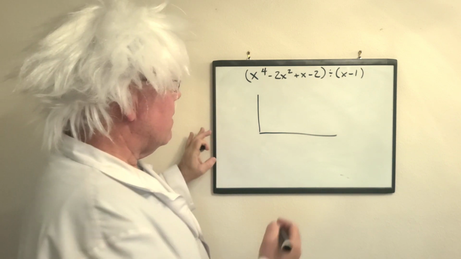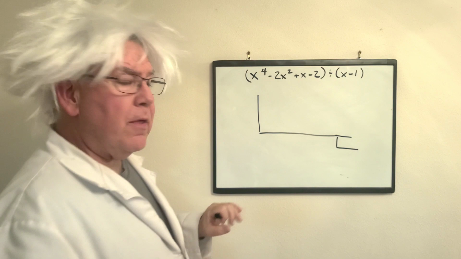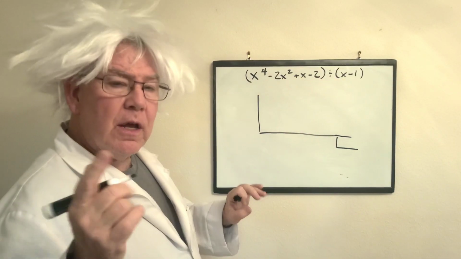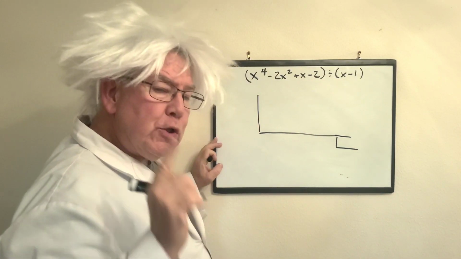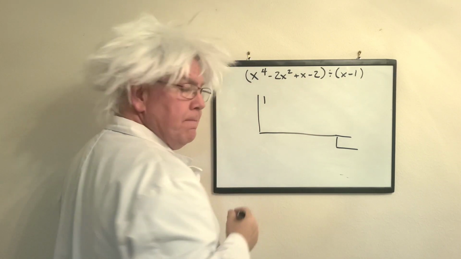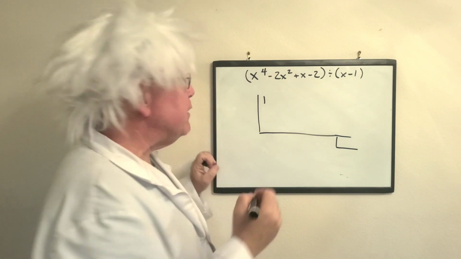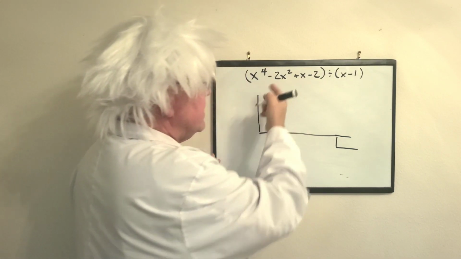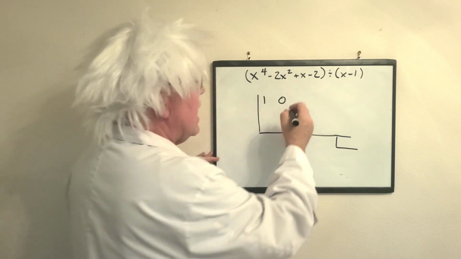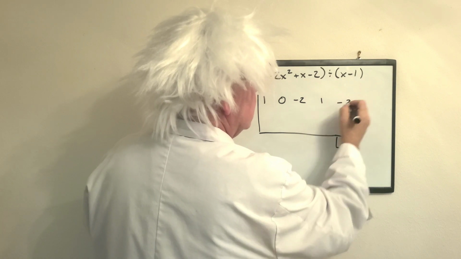Now, also, I'm going to create this box. This is going to tell me whether this is a factor of this. I'll get to that later. So what you do is you're going to take each one of these terms, and this is a 1, okay, because there's not anything in front of it. The next term is a 0, okay? Then the next one's not 2, it's going to be -2. Then I have 1, and then last but not least, I have -2.